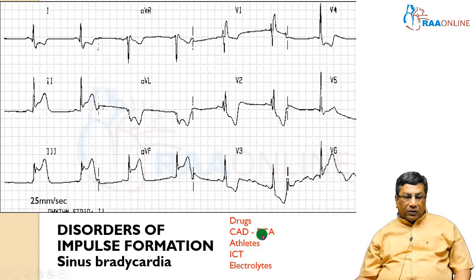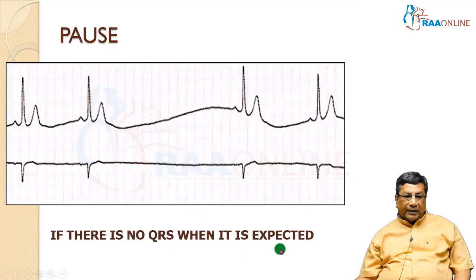In acute right coronary lesions, you can have bradycardia because the right coronary supplies the AV node and the SA node in 60% of people. Athletes may have bradycardia. Increased intracranial tension can produce bradycardia. Electrical problems, especially hyperkalemia, can produce bradycardia. So this is sinus bradycardia.